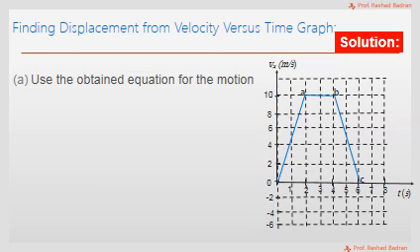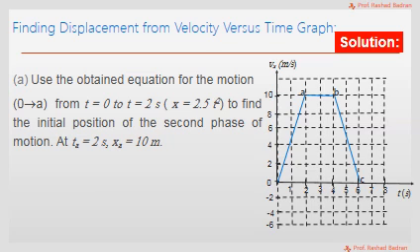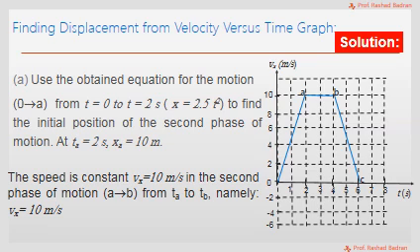To get an equation for the second phase of the motion from A to B, we need to use the obtained equation in the previous part, where x equal 2.5t squared, and we substitute time t equal 2 as the start of the second phase. We're going to get an initial position of 10 meters. Obviously the velocity at this phase is 10 meters per second.